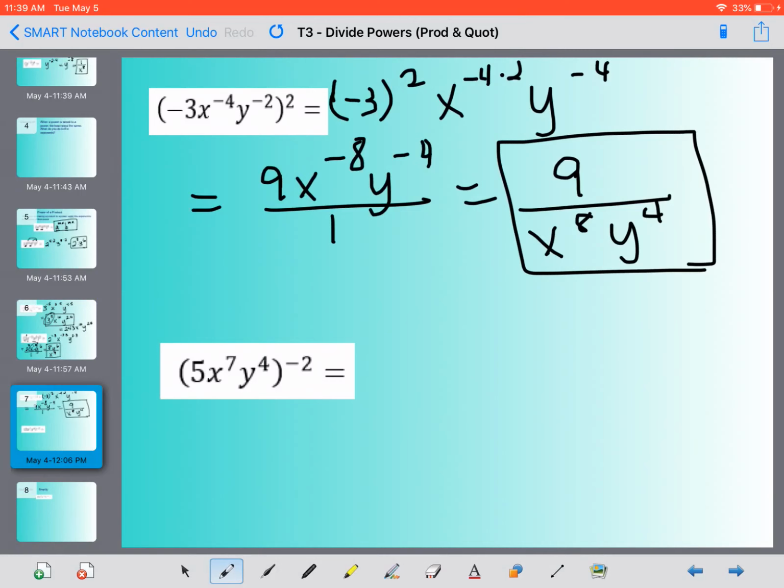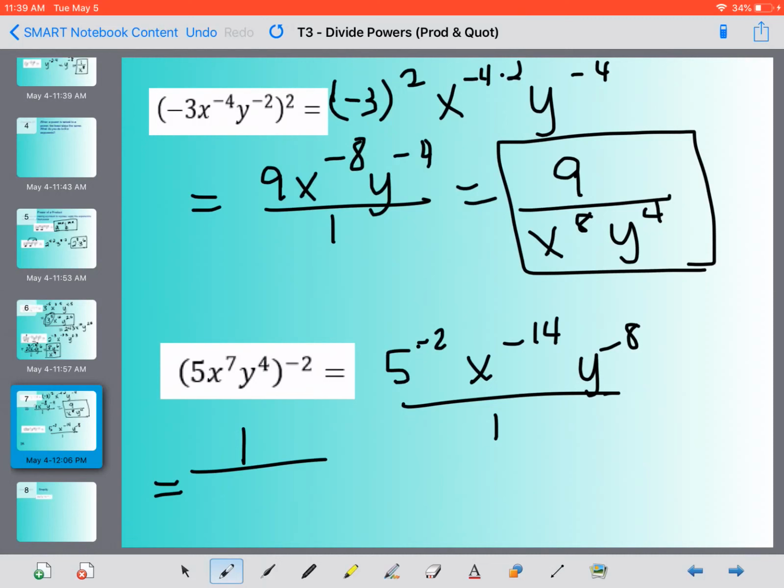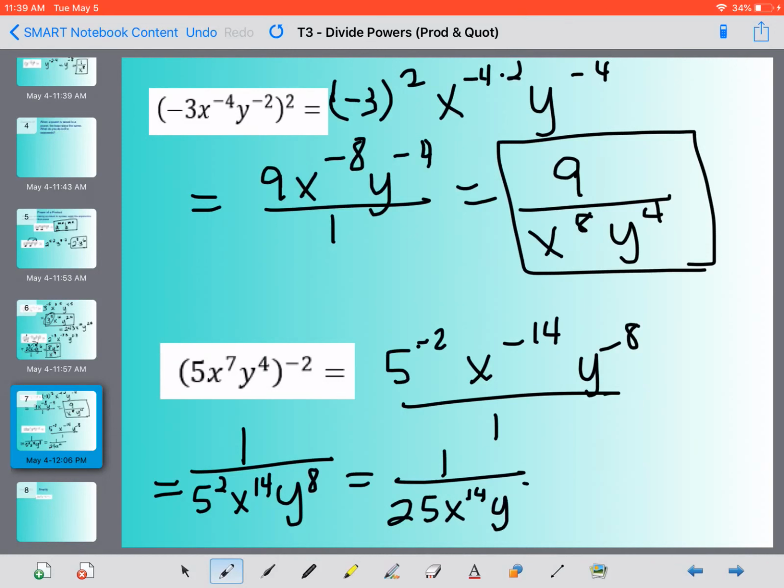Okay, let's look at this other example here. You will have 5 to the negative 2, x to the negative 14, y to the negative 8. Now, all 3 of them have negative exponents, so they're all going to move to the denominator. So you'd have 5 squared, x to the 14th, y to the 8th, which would be 25x to the 14th, y to the 8th power.